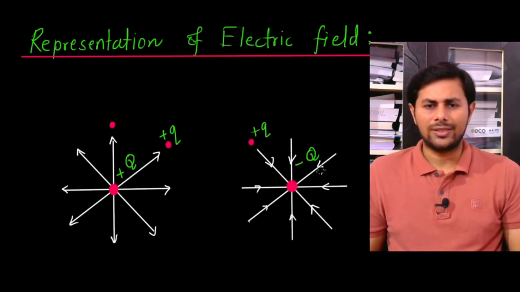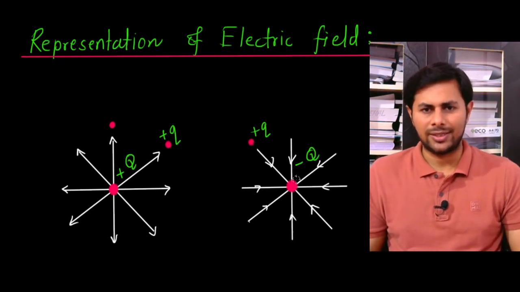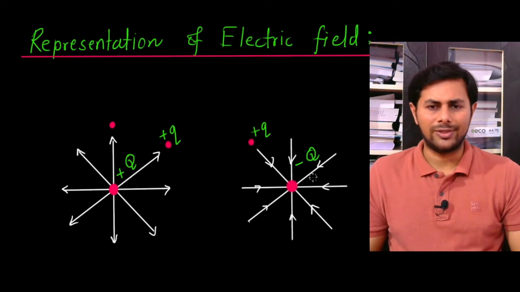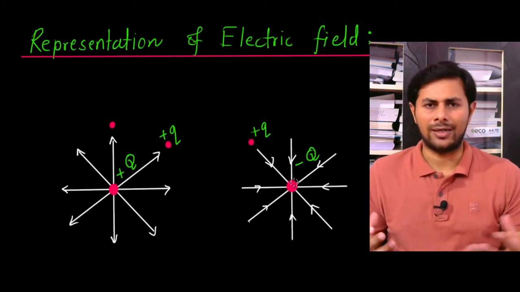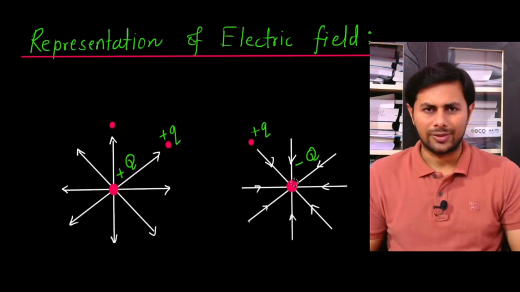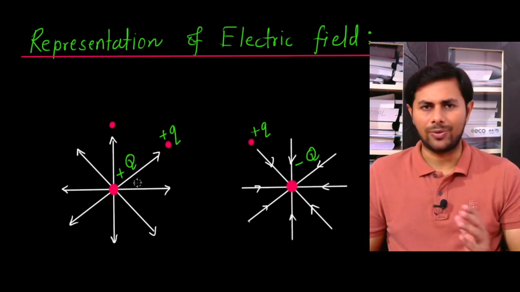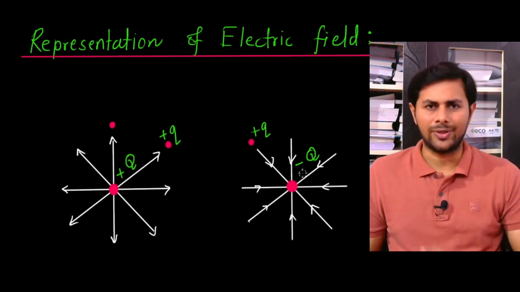Similarly, the force exerted by a negative charge on a positive test charge is directed radially inwards, and therefore the electric field lines drawn to represent the electric field of a negative charge are directed radially inwards. Okay. So this is the representation of the electric field of a positive charge and the electric field of a negative charge.